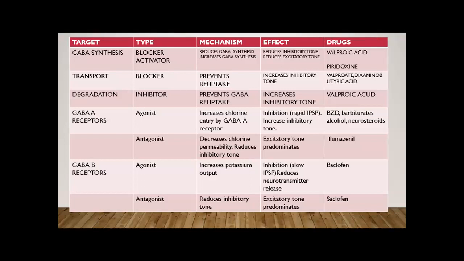Benzodiazepines and barbiturates are agonists of GABA-A receptors, increase chloride entry through GABA-A receptors, and increase the inhibitory tone. Antagonists of GABA receptors, such as flumazenil, decrease chloride permeability and reduce inhibitory tone. The GABA-B receptor agonist baclofen increases potassium output, and antagonists such as saclofen reduce inhibitory tone.